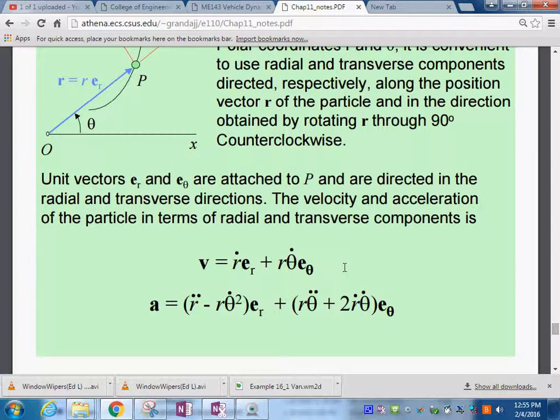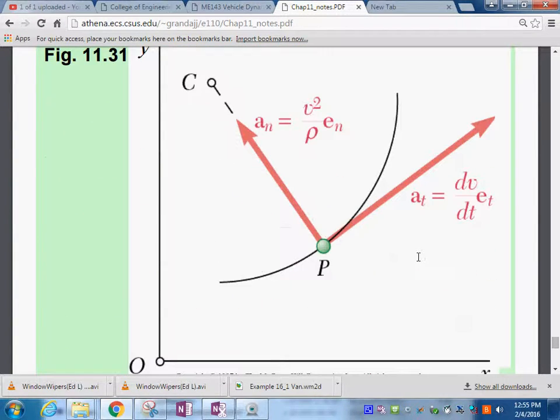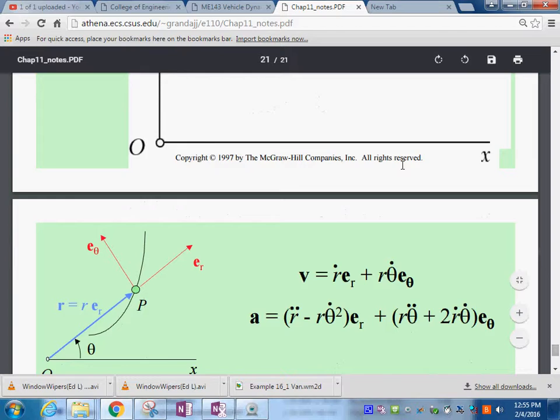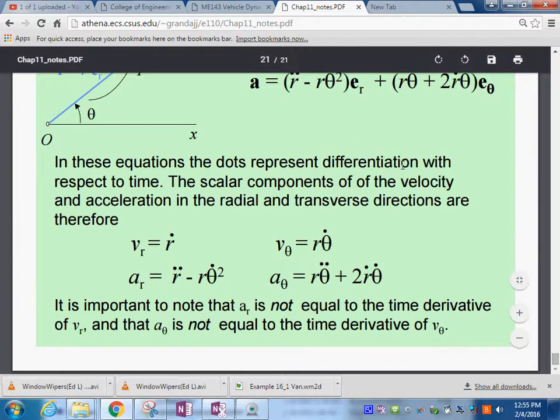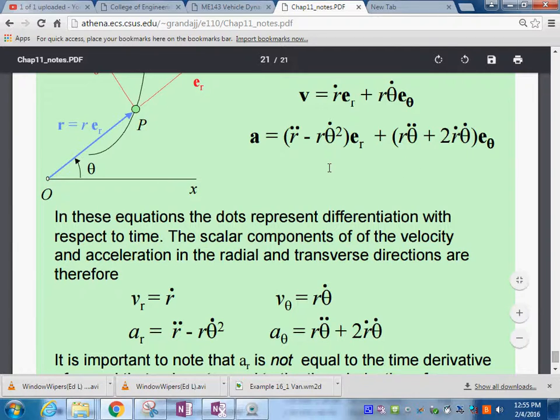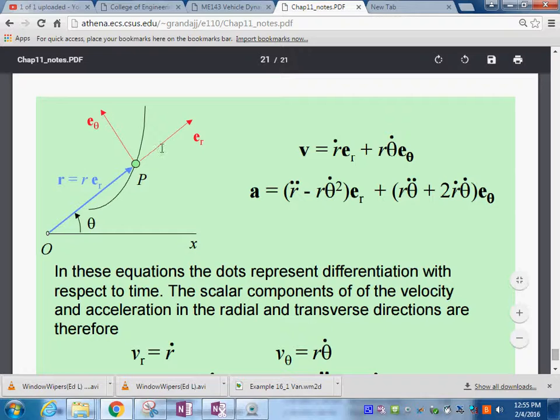Then this is a picture more of the acceleration vector, the tangential acceleration and the normal acceleration. And here, if you're using those two components, e_r and e_theta, this is another way to write the equations of motion by knowing the acceleration of each.